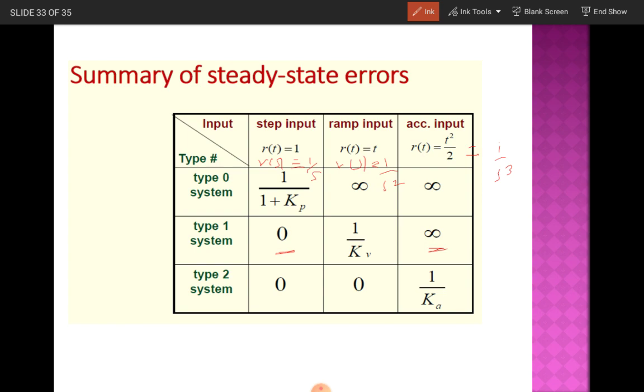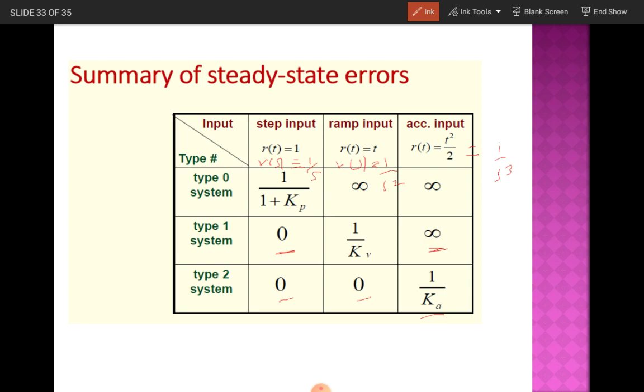Then for a type 2 system, for a step input, you will get 0 error. For a type 2 system, if you give a ramp input, you will also get 0 error. If you give acceleration input for a type 2 system, you will get 1 by Ka.